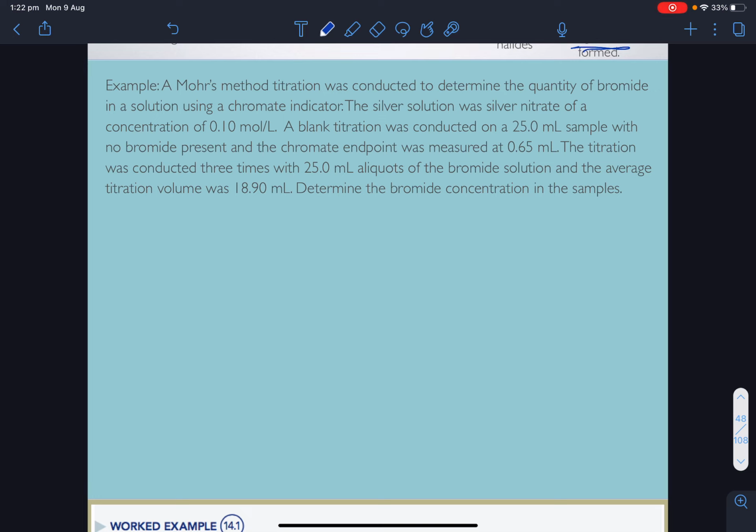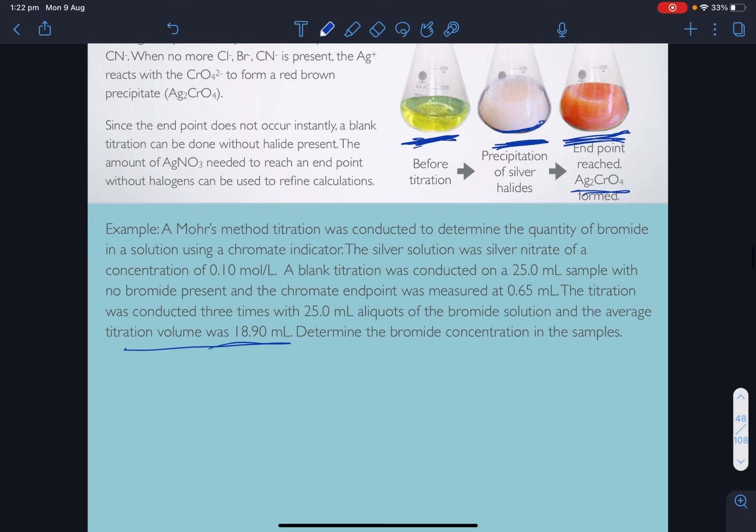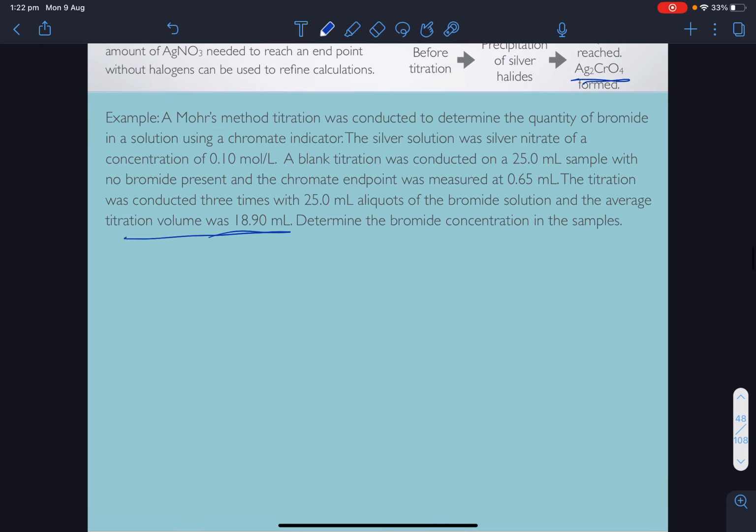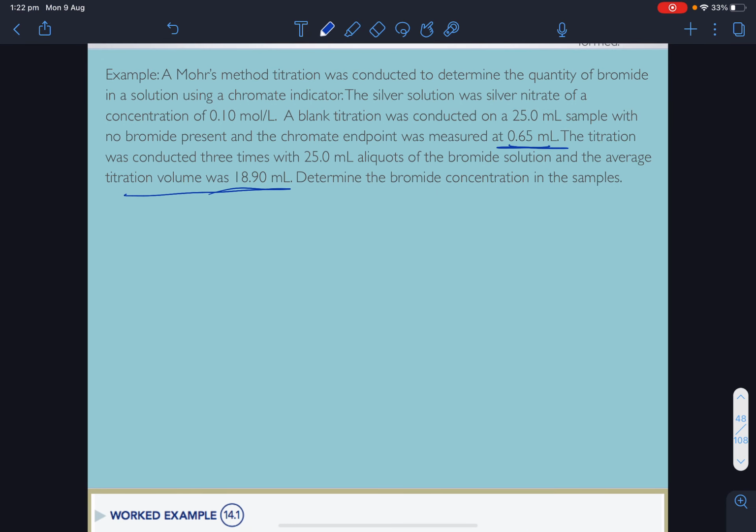So when they did the titration, the average titration volume of silver nitrate added was 18.90 mL. And we talked about earlier that there's kind of like a lag in there. I'm going to use the term lag. Okay, you did a blank, and the blank was measured at 0.65 mL when you had 25 mL. So the actual silver added to the endpoint was 18.9 mL minus 0.65 mL of that blank.